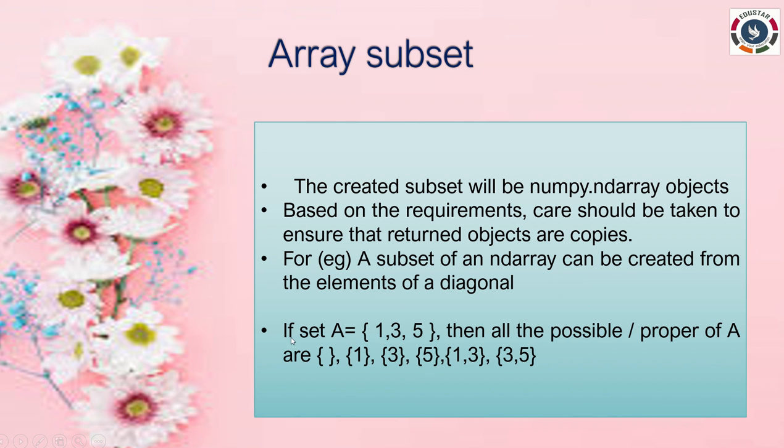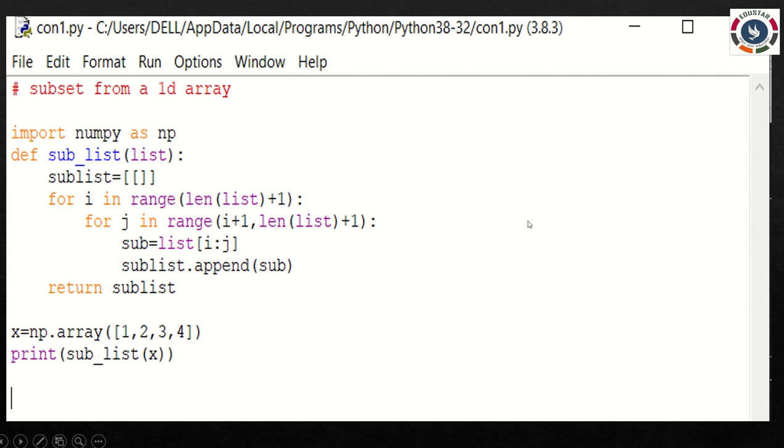See here, my input is set a equal to 1 3 5. Then all the possible subsets: the empty set, 1, 3, 5, and the next we can write 1 3, and the next 3 comma 5. So like this, if you want to divide the set, we use the array subset concept. I have written an example program: subset from the 1D array.